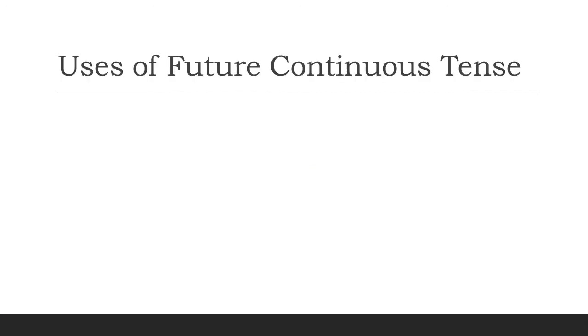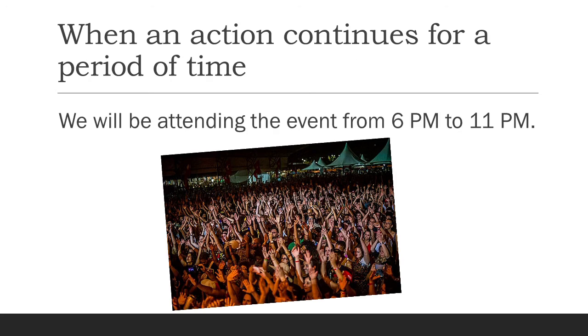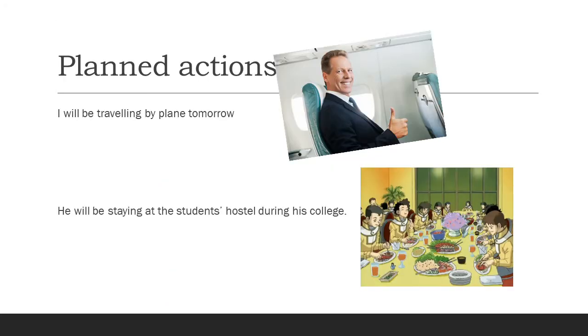There are many uses of the future continuous tense. For example, the future continuous is used to talk about an action which continues for a period of time, just as I've mentioned before. So for example, we will be attending the event from 6 p.m. to 9 p.m. Some music event, something. So it continues for a period of time. Here in this case, it continues for 5 hours.